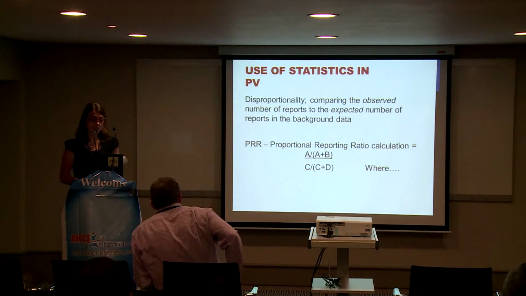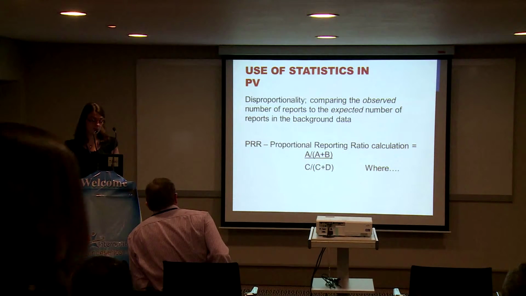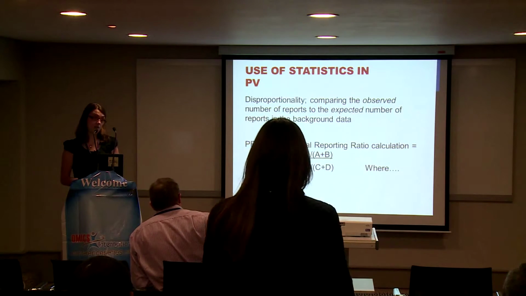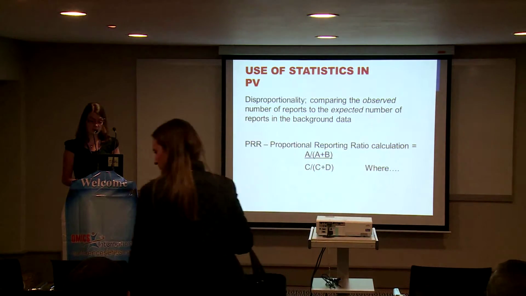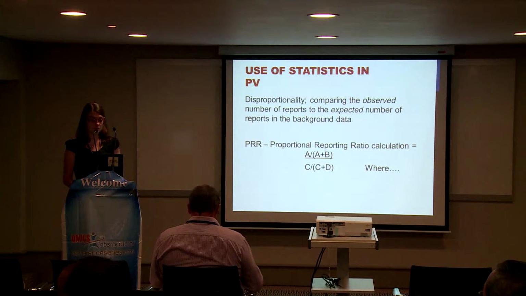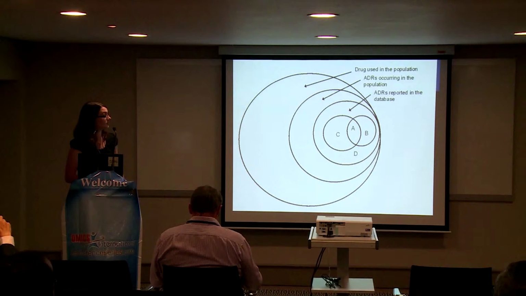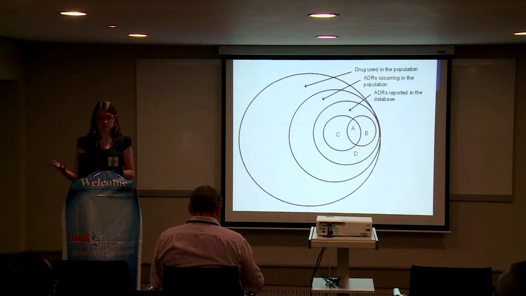The use of statistics in PV is to compare the observed number of reports to the expected number in the background data, and the background data is only a portion of what we have. That's just the calculation that was used for this research, the PRR. As I said, the D circle there is your database, and this is only a fraction of the reactions occurring, and that is only a fraction of the entire population getting the drug.